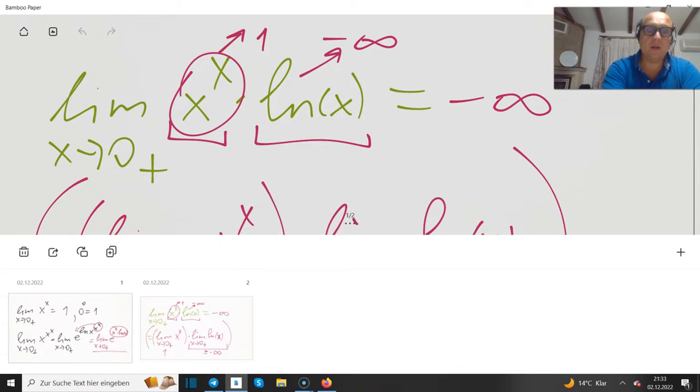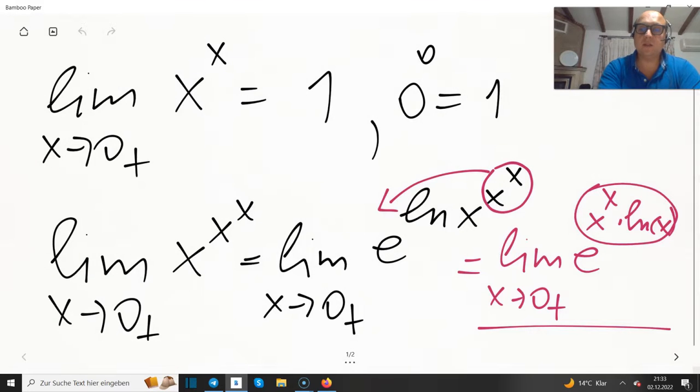Okay, so what do we have here? That means that this whole power is approaching minus infinity, and e to the power of minus infinity is of course the same as 1 divided by e to the power of infinity, which would be 0. So the limit here is 0. And this is really surprising, right? So x to the power of x, if x is approaching 0, is 1. And x to the power of x to the power of x is 0.